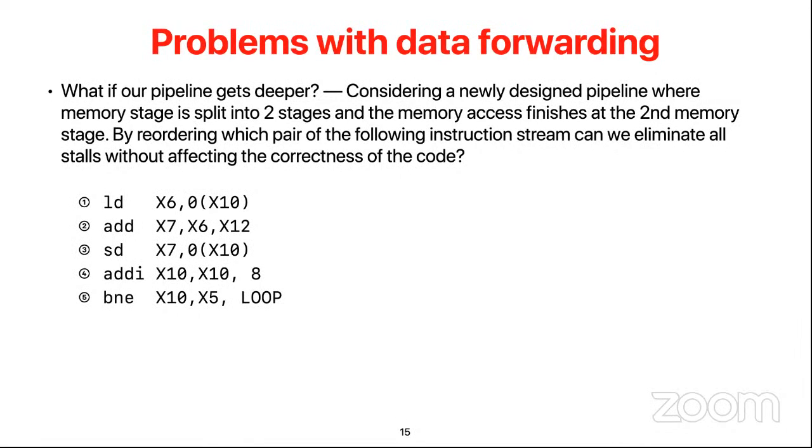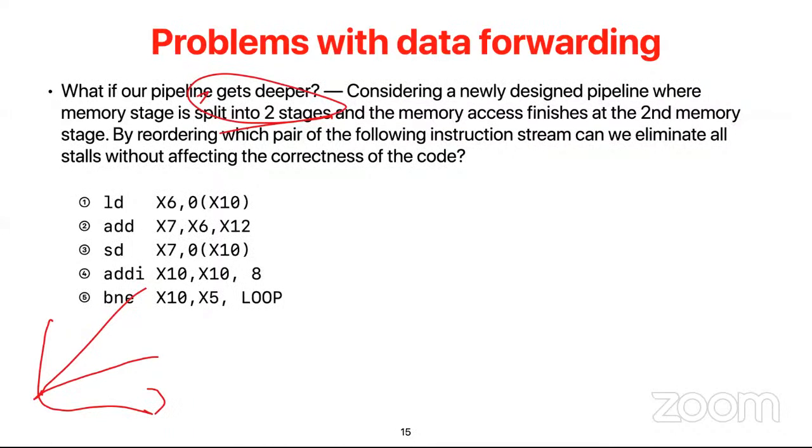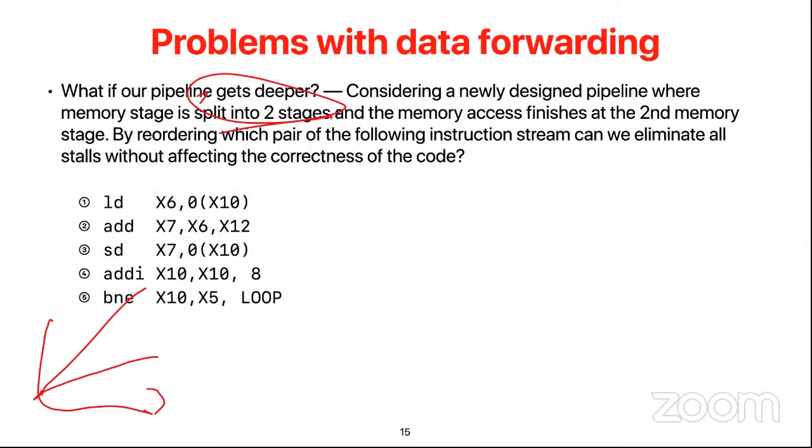So now, it sounds like data forwarding would resolve our issue. However, think about this, right? If our pipeline gets deeper, say I have a newly designed pipeline with the memory stage split into 2 stages, because of the processor-memory gap problem. Your processor and memory speed are diverging, so to keep the processor speed scaling, you definitely have to partition your pipeline into more stages in some cases.